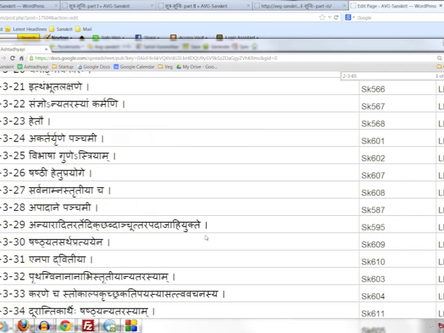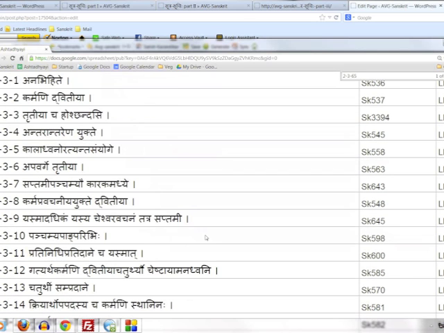Recall that we have studied Sutram 232 Karmani Dvitiya, which says that a second case affix is used to denote karma, the object of the action, provided it has not been expressed otherwise.